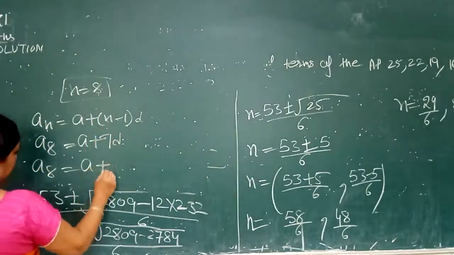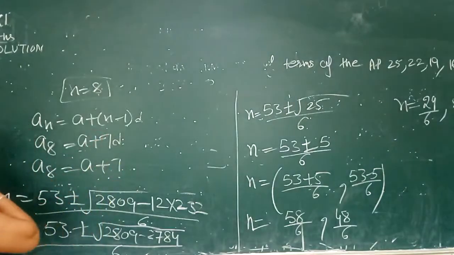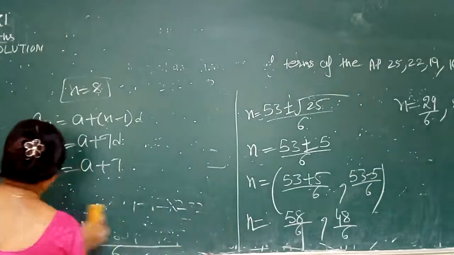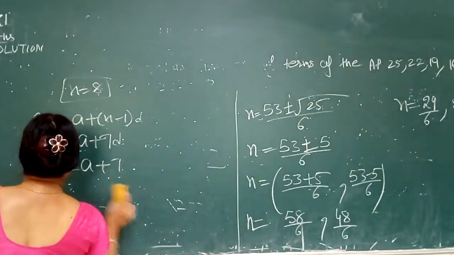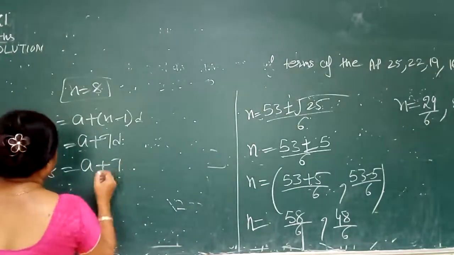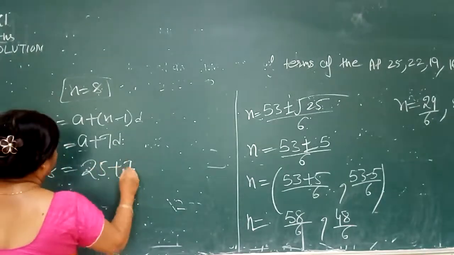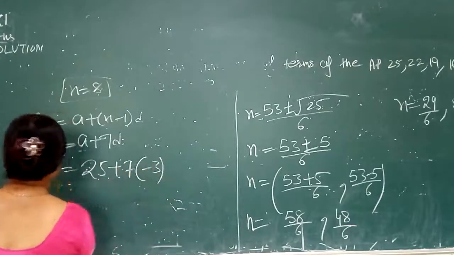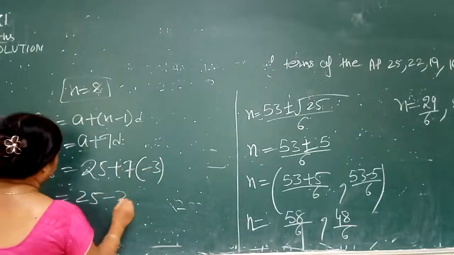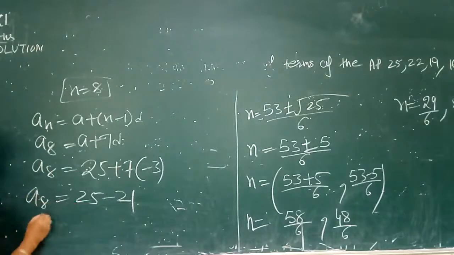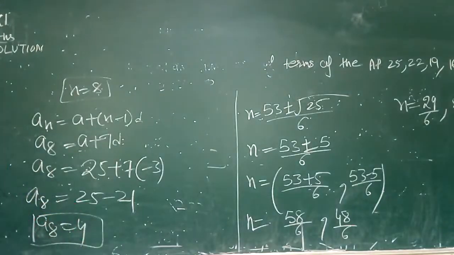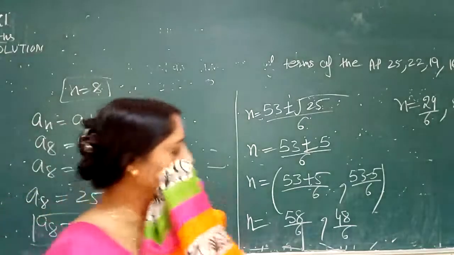a8 is equal to a plus 7d. Now what is the value of a here? Put the value of a. The value of a is 25 and the value of d is minus 3. So a8 is coming here 4. The value of the last term is coming here 4. This is the required solution of question number 6.